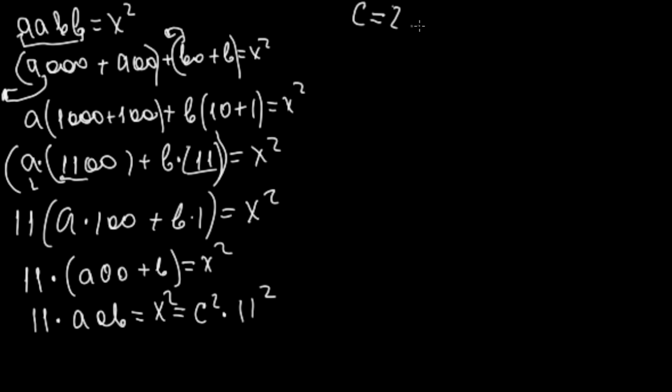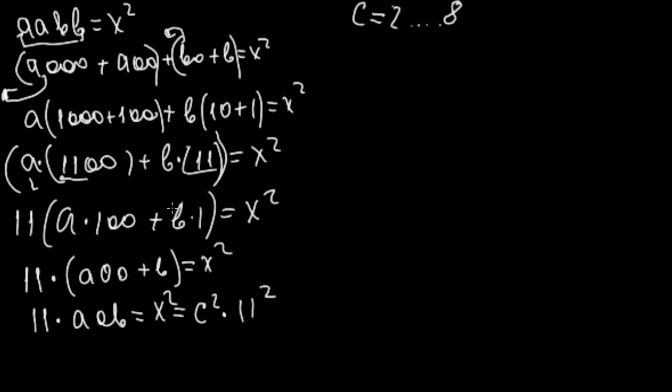So c is a number from 2 to 8, right, or 9? No, because with 99 squared we will have a five-digit number, so it's from 2 to 8 at most.